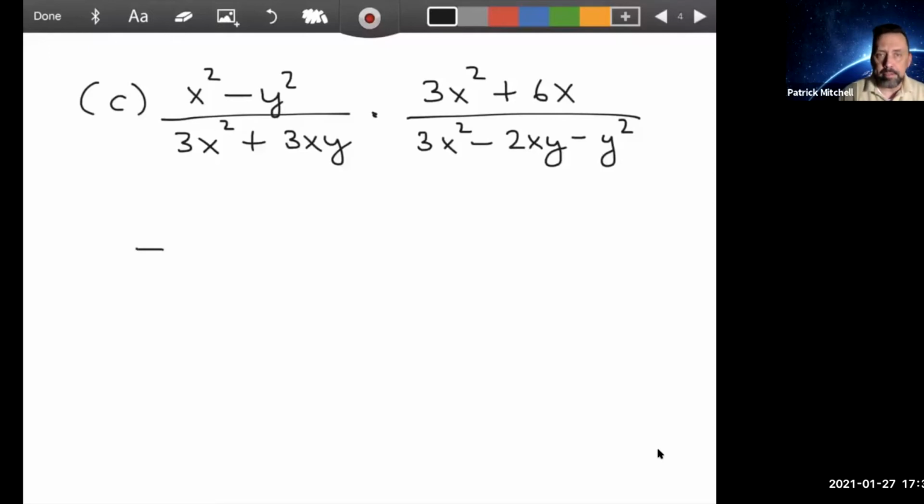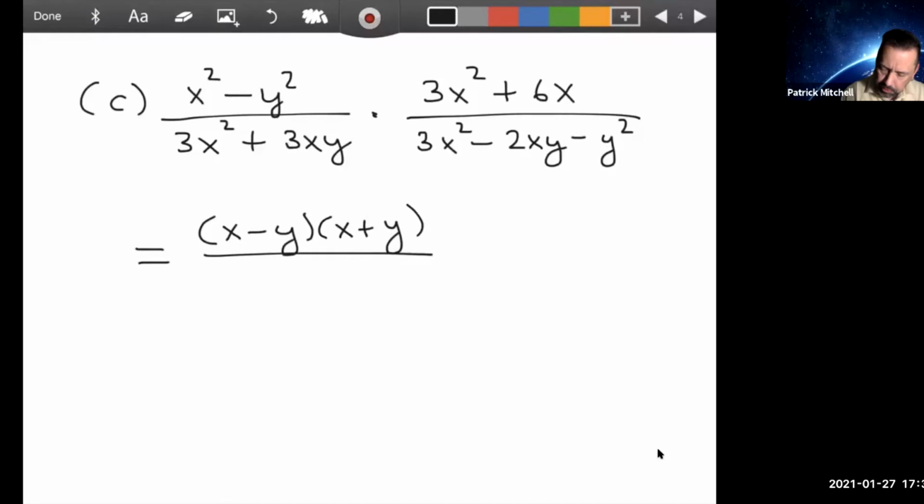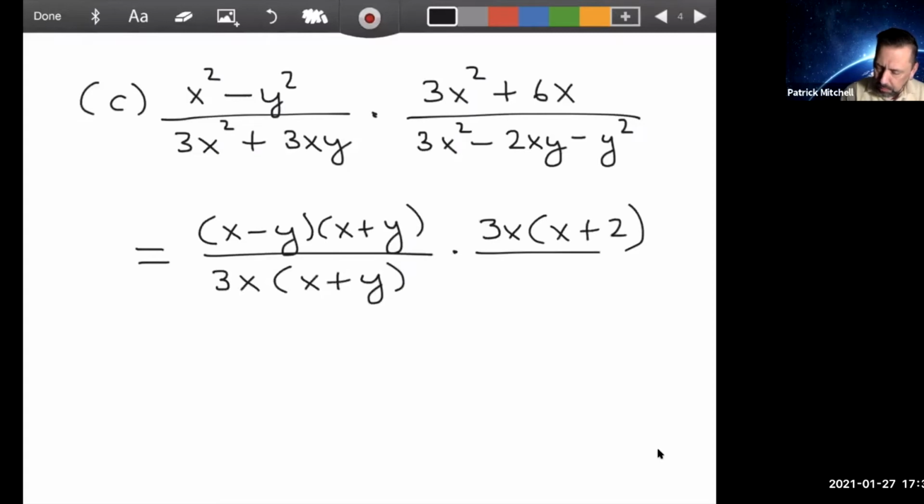Okay. First thing I see in the top left is a difference of 2 squares. That factors into x minus y, x plus y. In the bottom left corner, that looks like just a GCF. The GCF is 3x. Pull out 3x, you're left with x plus y. In the top right, that's another GCF. Pull out 3x, you're left with x plus 2. And now probably the hardest thing is this bottom right here. So that's that x squared, xy, y squared pattern that we talked about in chapter 6.